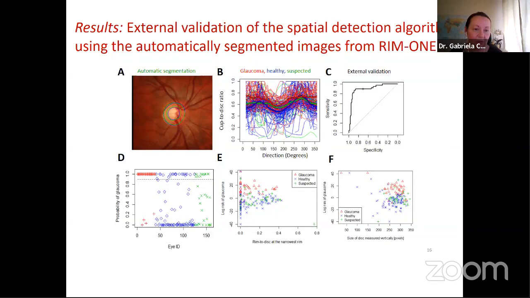Also, a very good thing to see is that this algorithm provides a probability of glaucoma, which in a classical sense, when the value is zero, means the algorithm thinks that there is a zero probability of glaucoma for that particular eye. So for example, there are here four eyes which are truly glaucomatous. However, the algorithm thinks that they are not, and for the rest of the glaucomatous eyes the algorithm gives probability of one. These blue ones are the ones that are healthy, and these green ones are the ones that in the RIM-ONE dataset were indicated or flagged as suspicious.